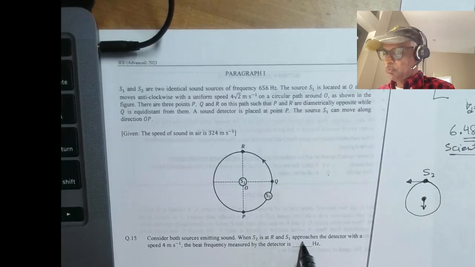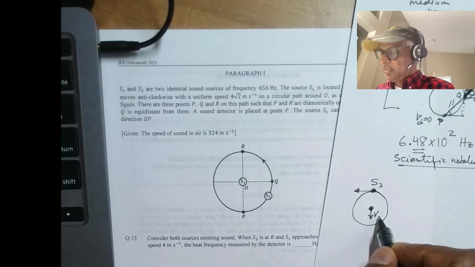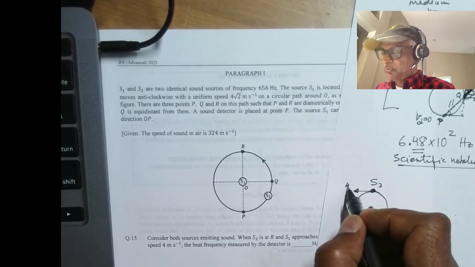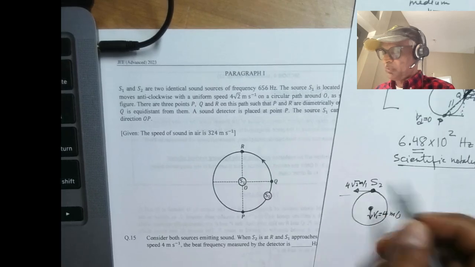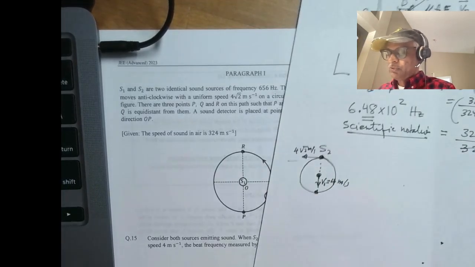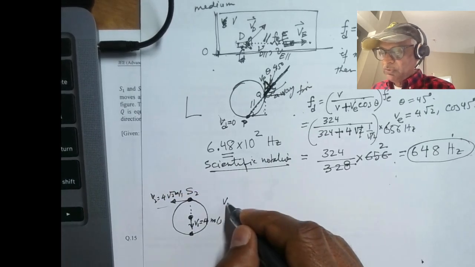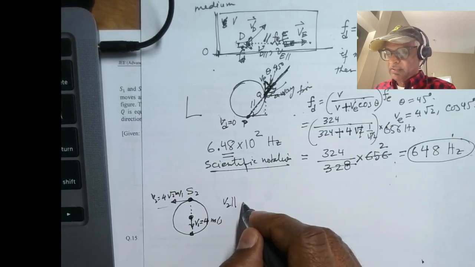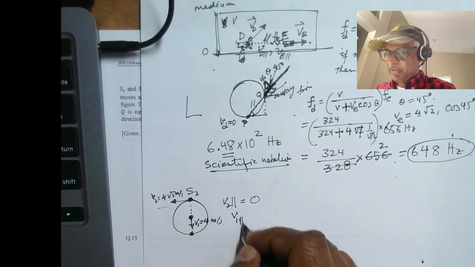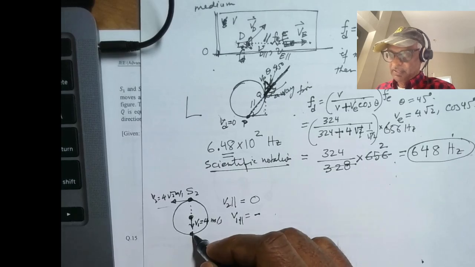S2 is at R and S1 approaches the detector with a speed of 4 meters per second. So this one is V1, 4 meters per second, but going this way, and this is 4 square root 2 meters per second, but going this way, and the detector is in this line. So if you look at V2 parallel, V2 parallel is 0 actually. V1 parallel is actually coming down, so it's negative, looking in this direction, negative.